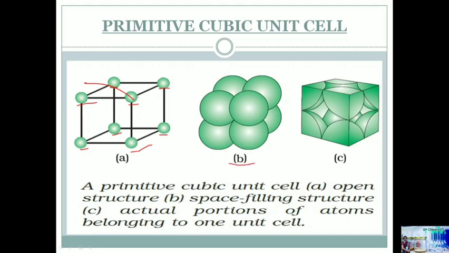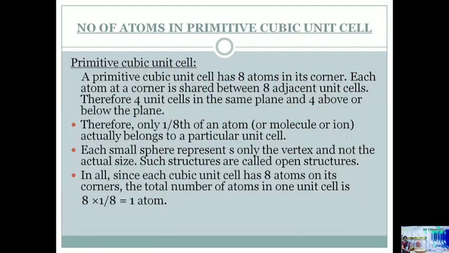This is the space filling structure of a primitive cubic unit cell. Here you can see only atoms are present at the corners, since each corner is adjacent to 8 unit cells. Its contribution per unit cell is 1/8. It is shown here, right? This is the actual portion of the atom belonging to 1 unit cell. That means its contribution per unit cell is 1/8, as it is adjacent to 8 unit cells, right?